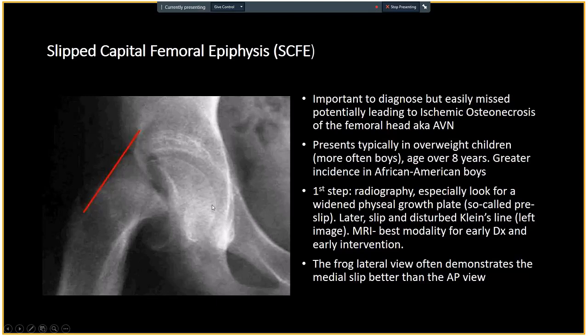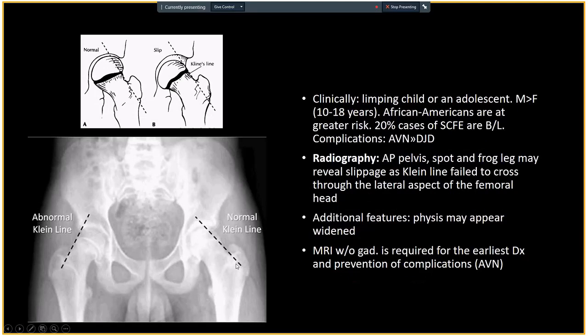So the approach to the diagnosis is something known as Klein's line. Now, of course, you can see radiographically, as you can see here, the growth plate is relatively thin, but in this case, you can see the growth plate is thickened and perhaps engorged. You can even see it radiographically, and that can be a very suspicious feature, what we sometimes call a pre-slip. And obviously, you should investigate it with MRI and then make an early referral to a pediatric orthopedic surgeon.